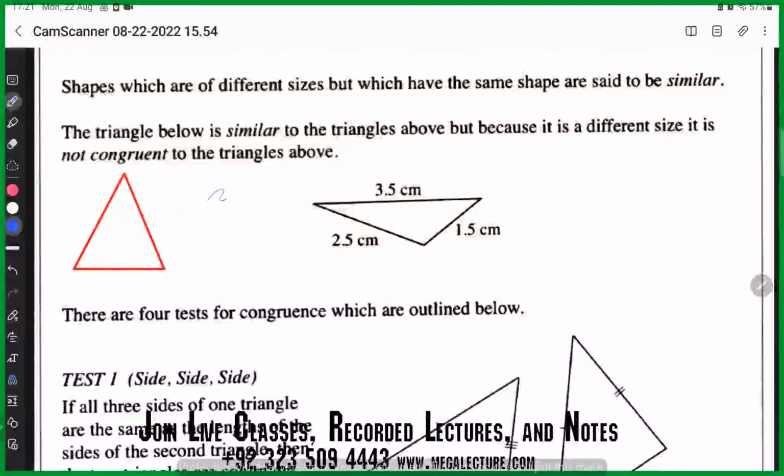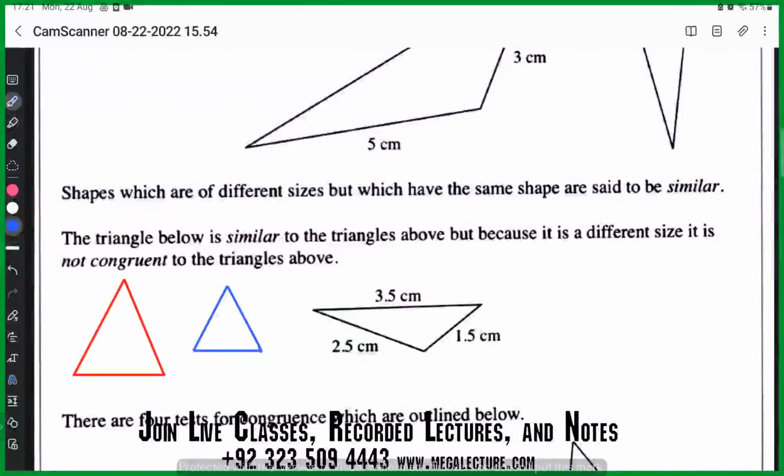I will make another triangle at this point. And the two triangles would look the same, but they are not congruent. Why are the two triangles not congruent? Because the dimensions are not the same. They don't have the same length. Their lengths are different, but they are similar, because the two shapes are the same.